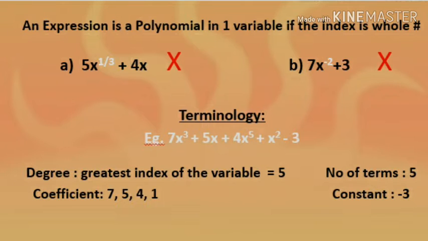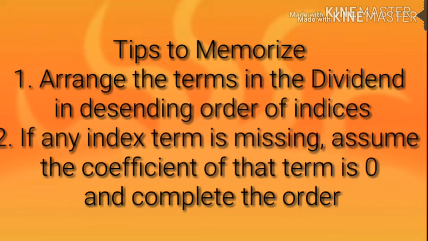What's a coefficient? Any number associated with a variable is called the coefficient. You should also consider the signs while giving the coefficient. In this example, the coefficients are listed below. What's a constant? Any term without a variable is called a constant. In this example, it is minus 3. Or you can also say any term with a variable whose degree is 0, because anything raised to 0 is always 1. So in this case, the constant is minus 3.